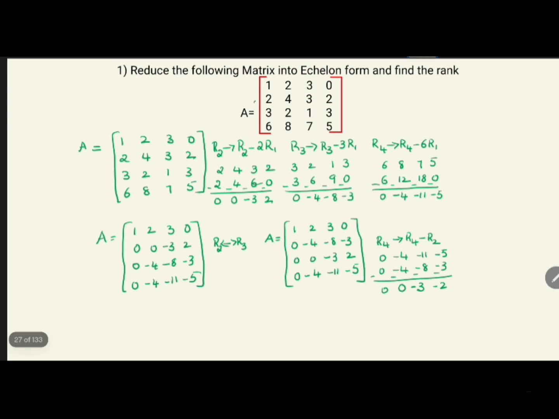Sorry students, a small mistake here. See, this is plus 5. This is 5 only. Okay, so this is plus 5. Plus 5. And this is plus 5. So it is plus 2. 5 minus 3 is 2. Sorry for the inconvenience. Okay.